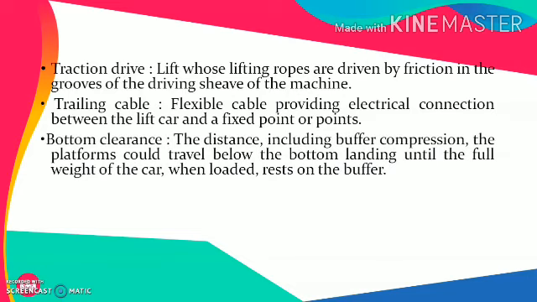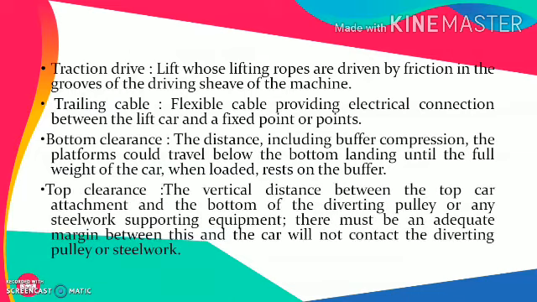Bottom clearance. It is the distance, including buffer compression, the platform could travel below the bottom landing until the full weight of the car, when loaded, rests on the buffer. Top clearance is the vertical distance between the top car attachment and the bottom of the diverting pulley or any steelwork supporting the equipment. This must be adequate so that the car will not contact the diverting pulley and steelwork. It is the space between the top of the car and the bottom of the machine room, you can say.